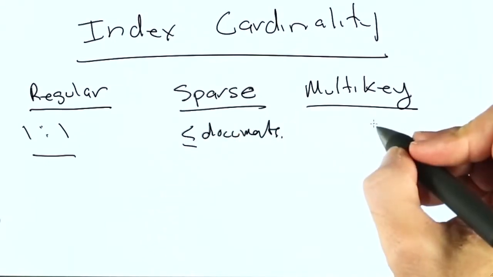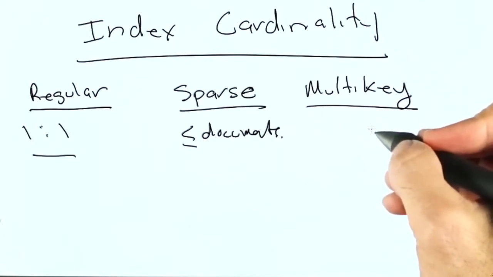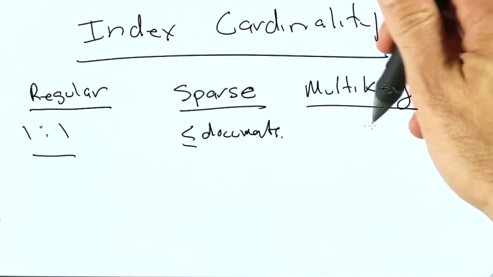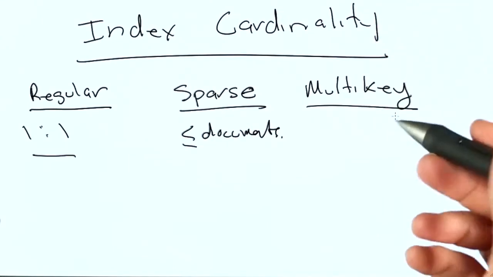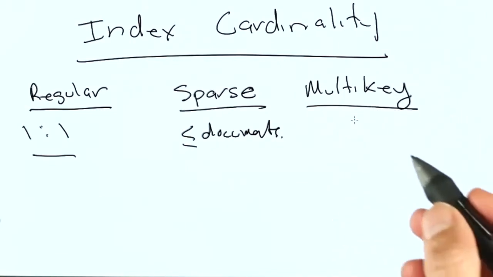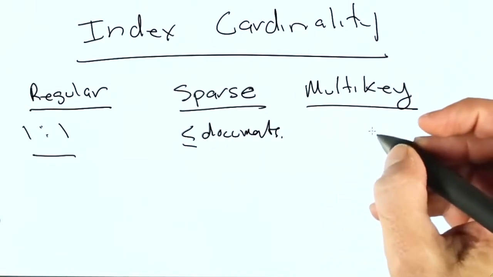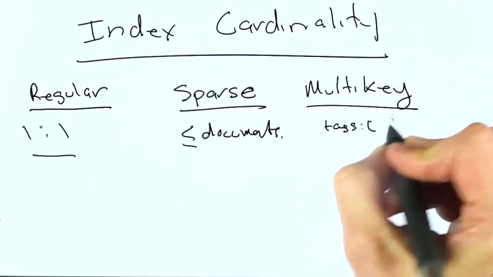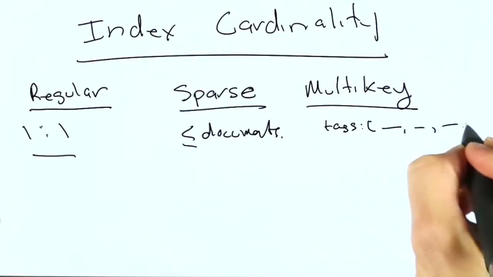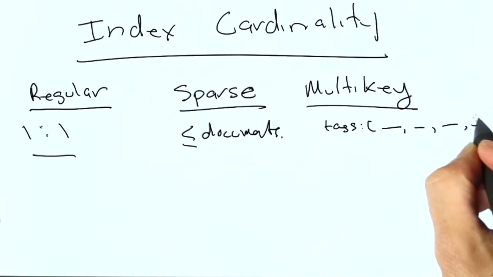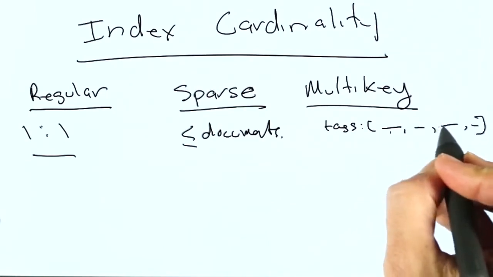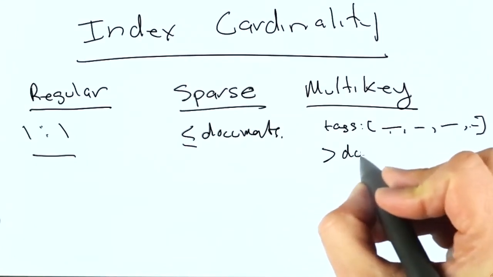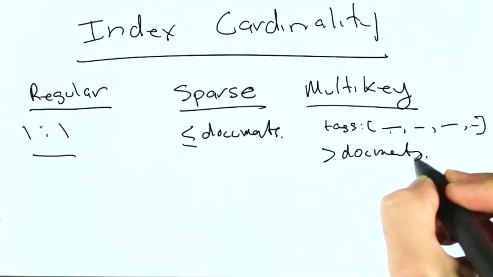And finally here, in a multi-key index, which is an index on an array value, an index becomes a multi-key index as soon as you have at least one value inside any document that is an array. Then there may be multiple index points for each document. For instance, if there's some sort of tags array in a document, and it's got 3 or 5 or 4 tags, then there's going to be an index point for every single one of these keys. And so it could be greater than the number of documents. And it could be significantly greater than the number of documents.